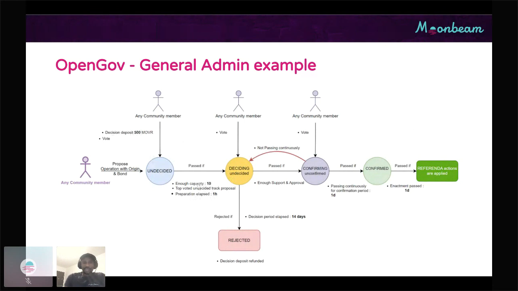And then, assuming that the preparation period has elapsed, it will move to the deciding stage where any community member can continue to vote. And the vote duration will be 2 weeks. Then, in order to move from deciding to confirming, this proposal needs to have enough support for at least 1 day. And then, if you are able to gather a lot of community support for this proposal, it will move to confirmed, and wait for 1 day before it gets enacted.